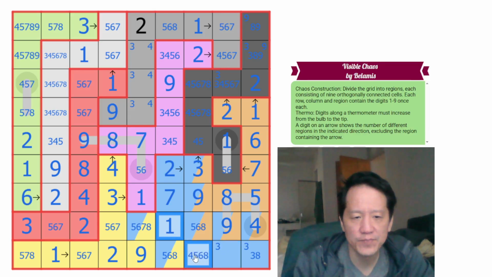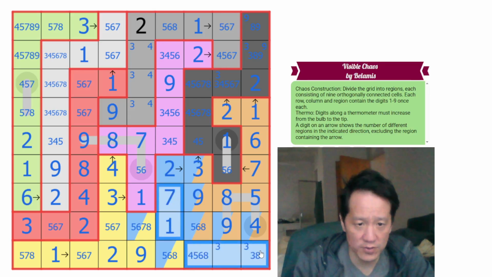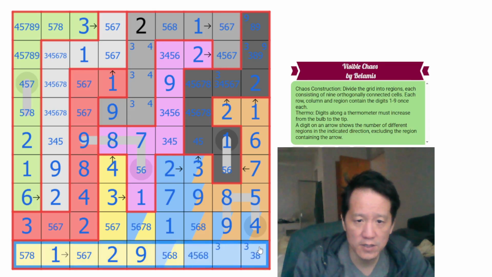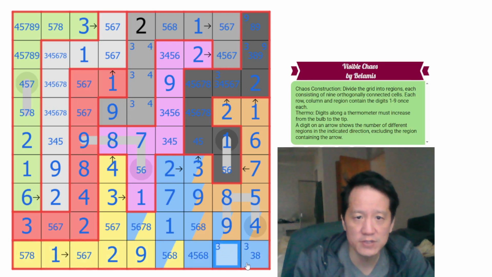None of these can be 7. So where is the 7 in row 9? This can't be 7 because it's a blue, and we already have a 7. So this is 3, 4, 5, 6, not a 7. None of these could be 7, so one of these two has to be a 7, which means this can't be a 7.